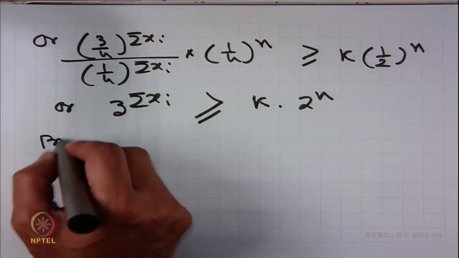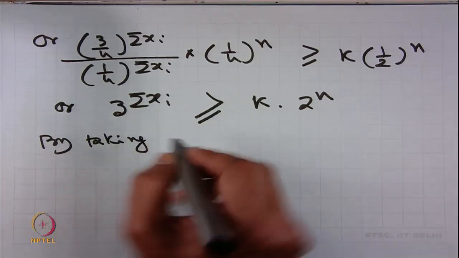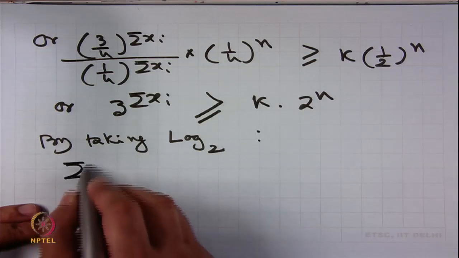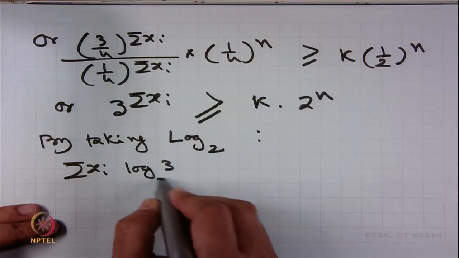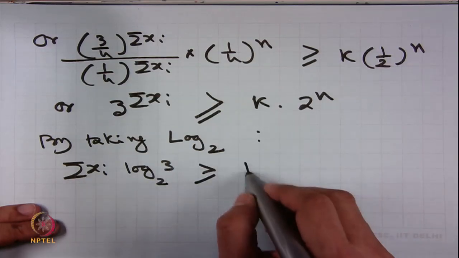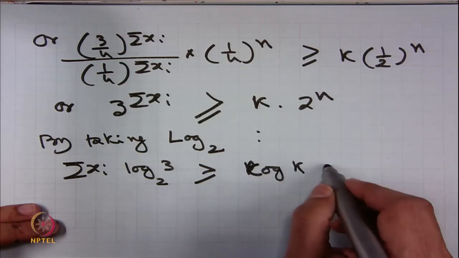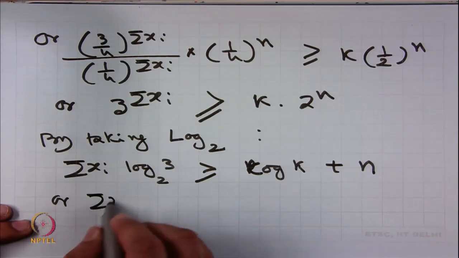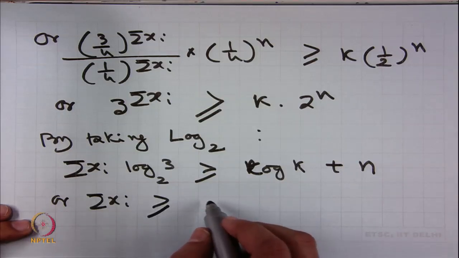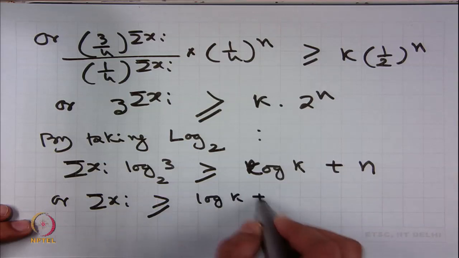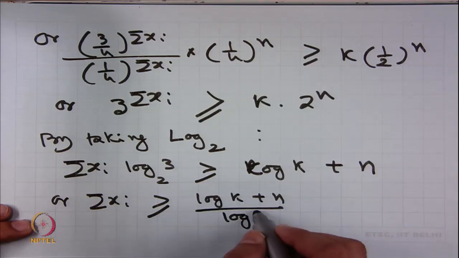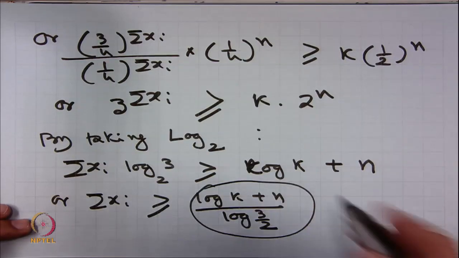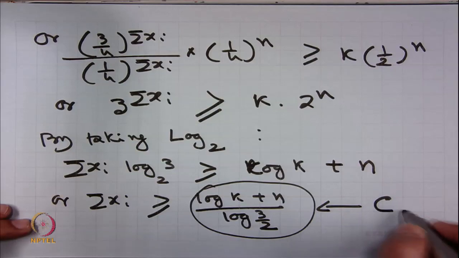By taking log base 2, we get Σxi log 3 to the base 2 is greater than or equal to log k plus n, or Σxi is greater than or equal to (log k plus n) upon log 3 by 2. This is a constant, let me call it C.